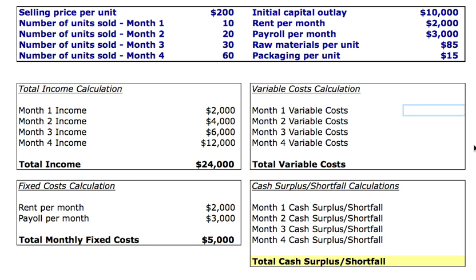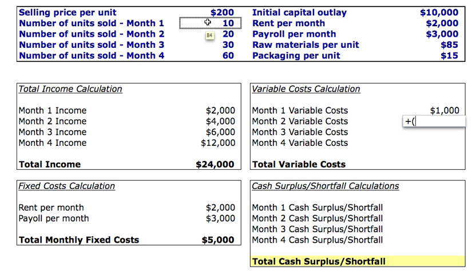Now let's go over to variable cost. These are expenses that do change as the level of output of a product or service changes at the business. So in order to calculate a monthly variable cost, we are going to add all of the variable costs together and multiply by the number of units sold. In this case, raw materials and packaging are both considered variable costs because they're per unit and they change as the number of units are produced. So we're going to take that $85, add the 15, which gives us $100 in variable cost per unit, and multiply that by the number of units sold.